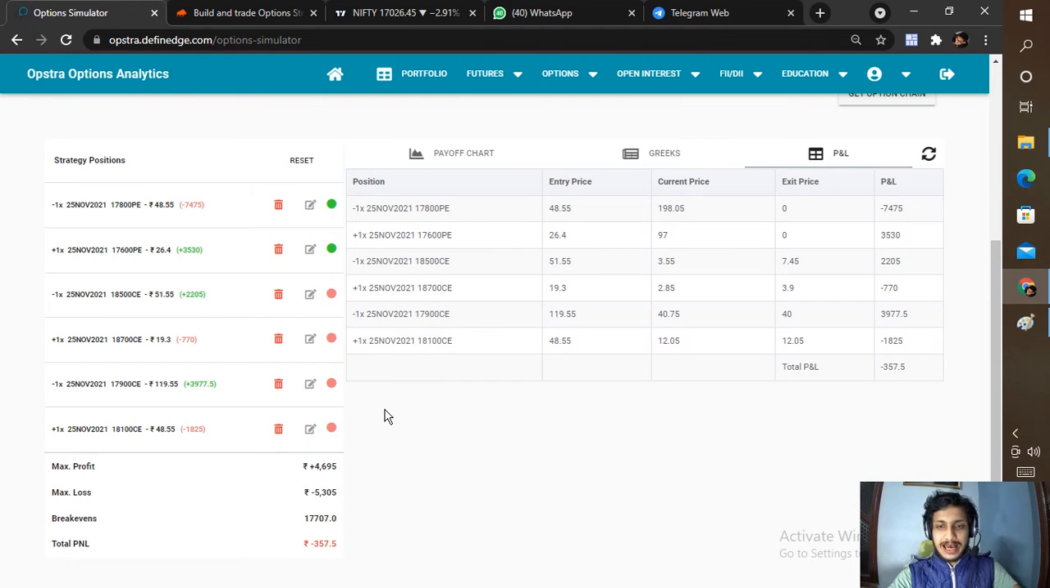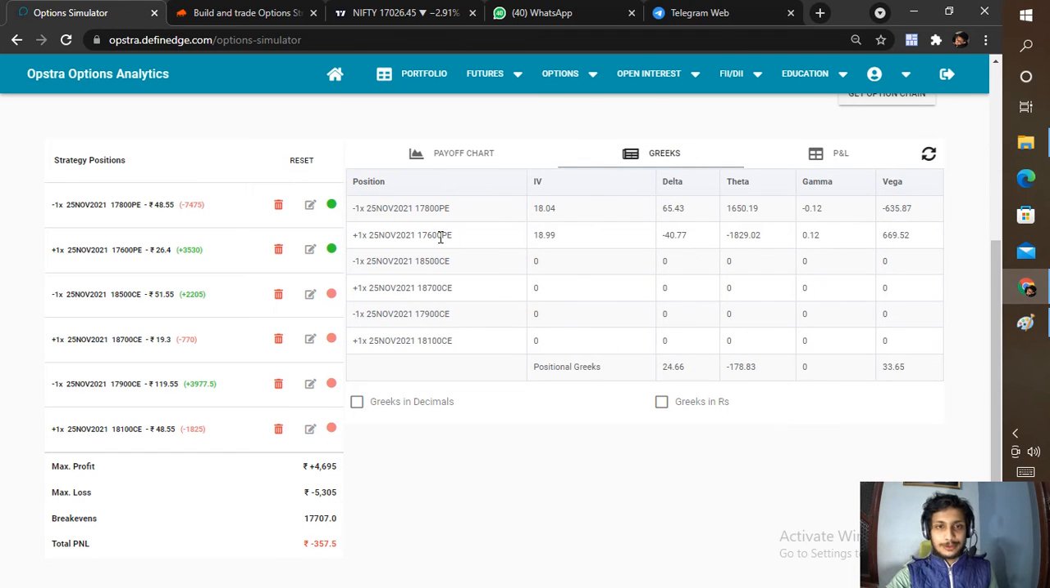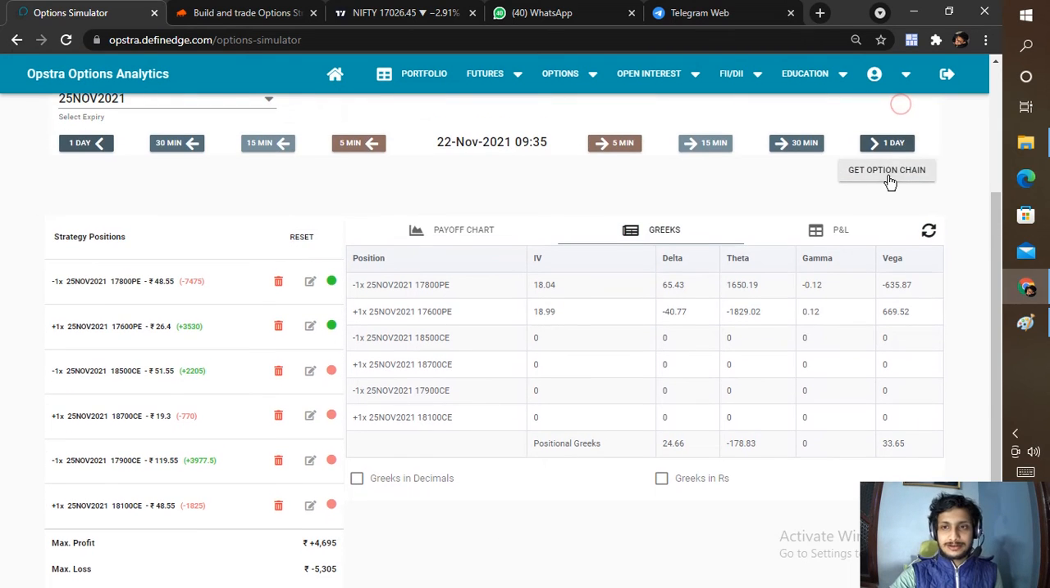So we have realized 2100 rupees, and the last day we realized 1800 rupees. So we have 3900 rupees realized in our hands. Right now the last adjustment is to sell a 17,800 call also. So let's move to the option chain.